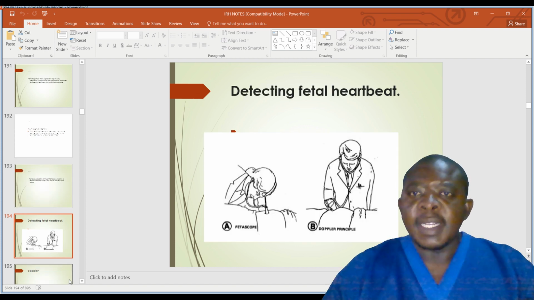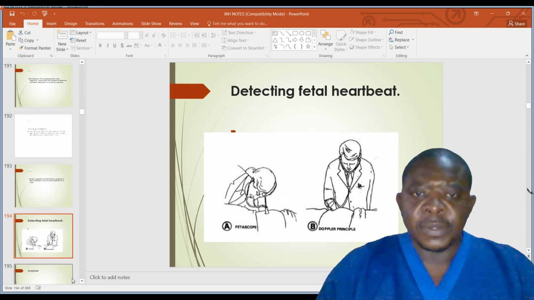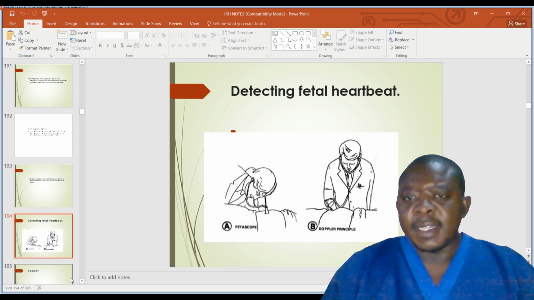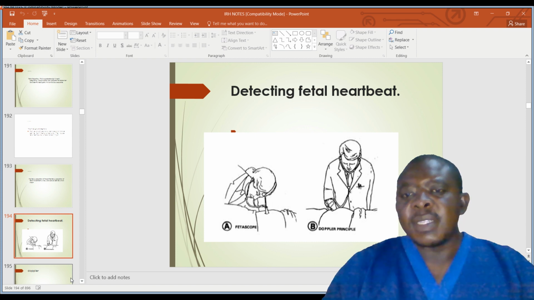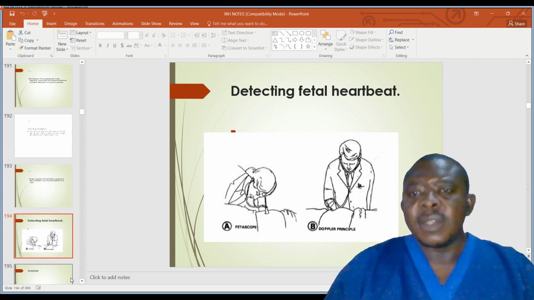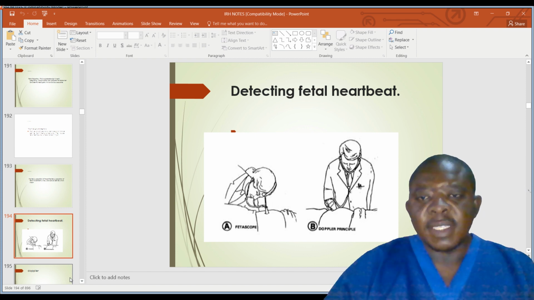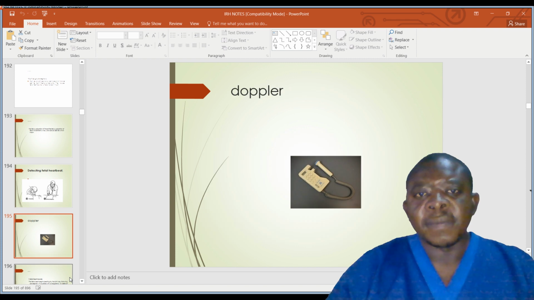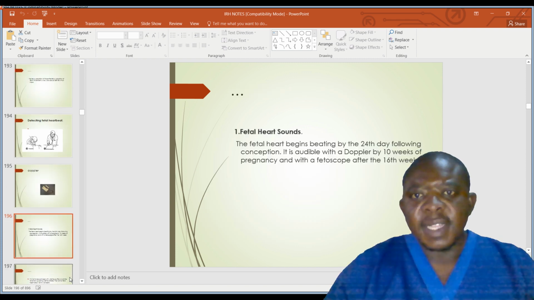So detecting fetal heartbeat using a fetoscope. So we have the diagrammatic presentation and also detecting fetal heart rate using a Doppler. So that is the diagrammatic representation. Okay, so that is our Doppler machine there.